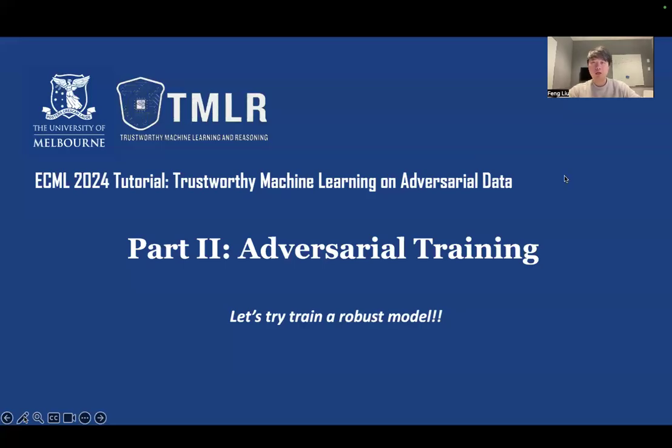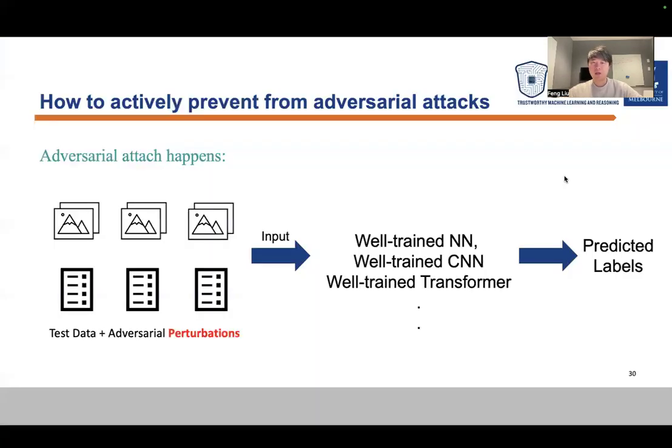Now let's move to our second part. It's adversarial training. Let's train a robust model. So it happens in the training part here. This is a training part. We want to train a robust model in adversarial training, in adversarial defense.